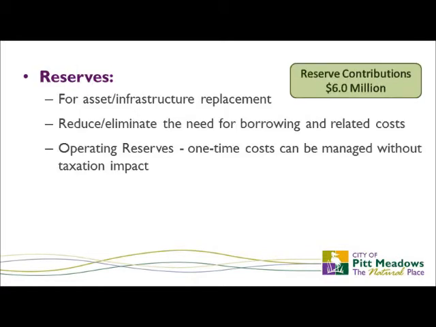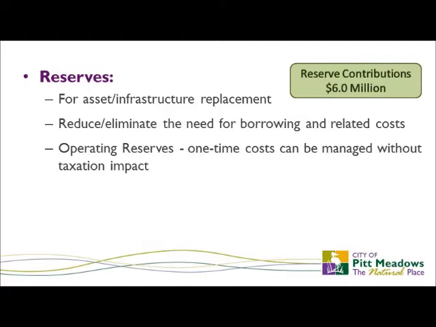In addition to operating and capital project costs are reserve contributions that receive annual funding of $6 million. Reserves are beneficial in many ways. They avoid incurring excessive maintenance costs by providing funding at the optimum time to replace the asset. And they avoid debt and the associated interest costs related to borrowing, which can be significant.